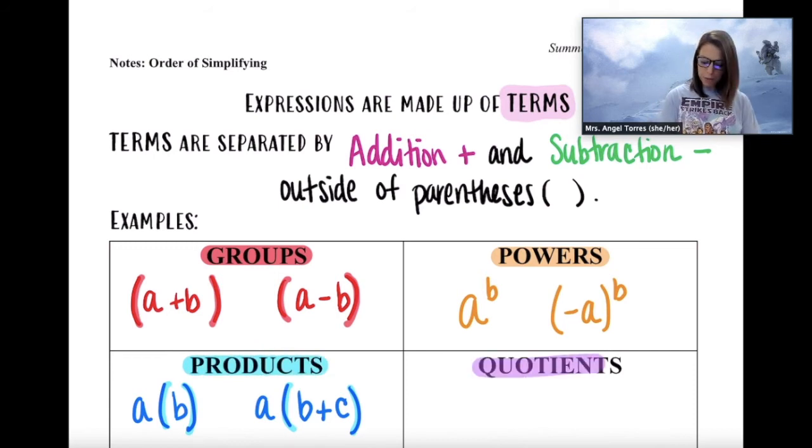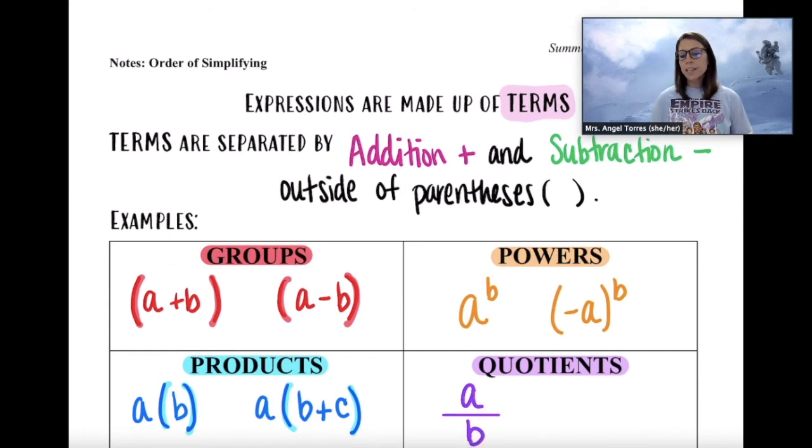And the final term that we will see is the quotient. And normally we see this symbol to represent quotients, but not in this class, not in this unit. In this unit, we will be looking at fraction bars to represent quotients that we would read this as A divided by B. Or you could see a group in the numerator and in the denominator. A plus B divided by C minus D. That's another type of term.